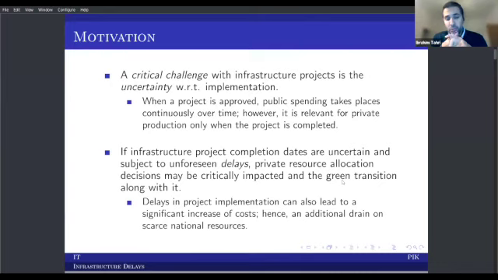But if infrastructure project completion dates are uncertain and subject to unforeseen delays, private resource allocation decisions may be critically impacted. And with it, the green transition. Delays in project implementation can lead to a significant increase in cost as well. So not only do you have a delay, but you also have an increase in cost. So then you have an additional drain on scarce national resources or the government budget.